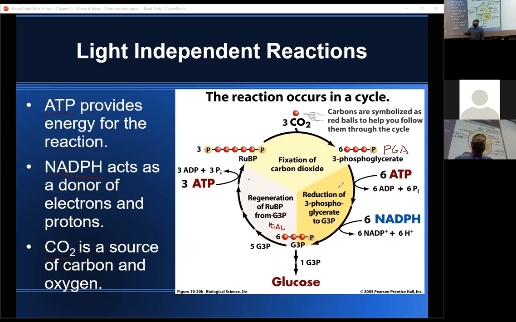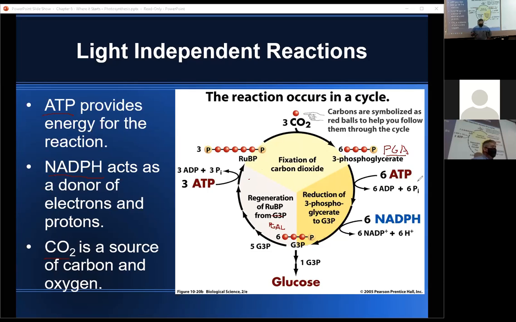Okay, so going through these 3 stages, first we have to fix the carbon from carbon dioxide. In the first stage, we join together a carbon dioxide with this 5-carbon molecule called RuBP, or ribulose bisphosphate. That makes a 6-carbon molecule, but one that's extremely unstable, and almost immediately after it's formed, it breaks into 2 3-carbon molecules. Okay? 2 phosphoglycerate molecules, or PGAs.